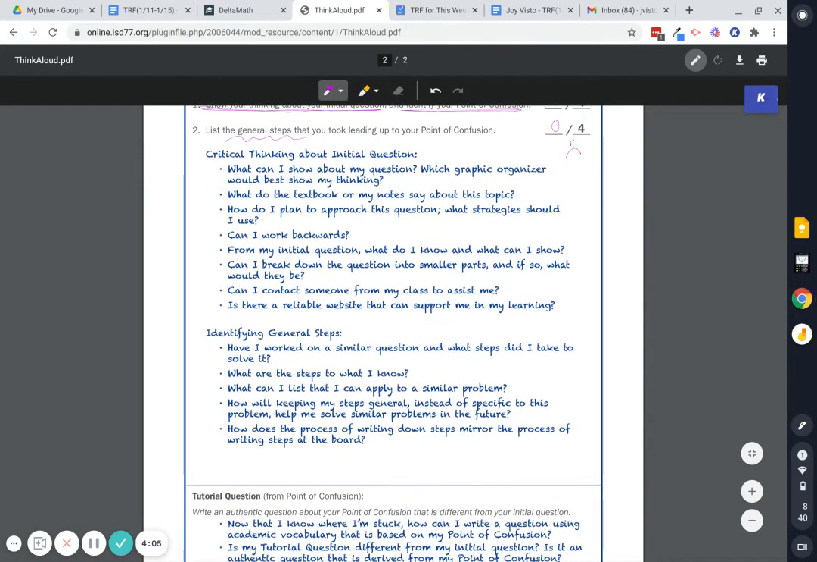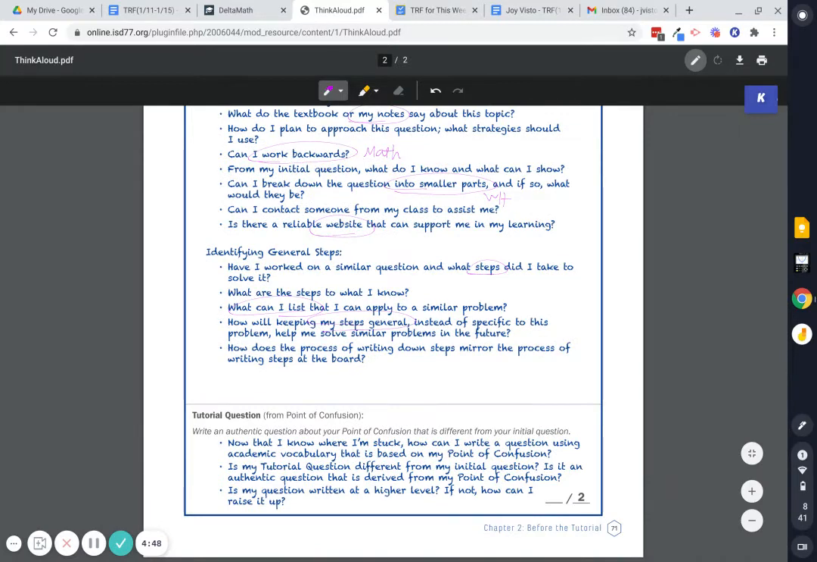Okay? So some thinking. What can I show? Is it a math problem and I can do a couple steps? What do my notes say? Can I work backwards? Maybe that happens in a math question. Boy, I don't know. I know that Mr. Davis said this was the answer. I don't know how he got there. So I'm going to try and work backwards. What are smaller parts I can break it down into? That might be helpful for world history. Boy, it's asking me a big question. What are some smaller chunks? Is there a website I can use? And then some steps. What steps did I take? Have I done something like this before? What can I list? Can I keep my steps general?